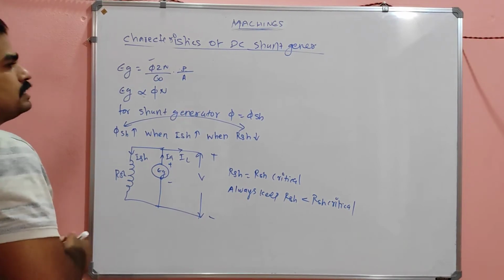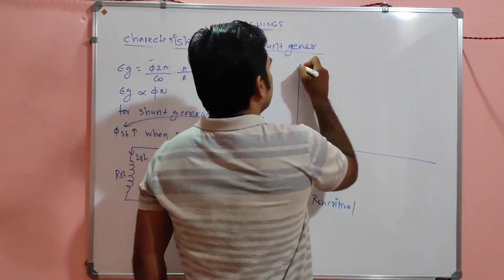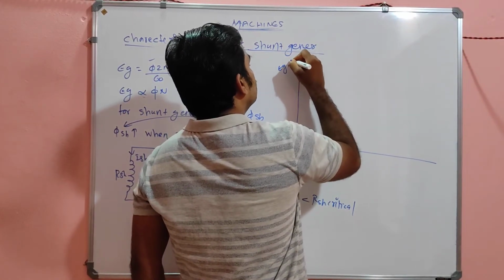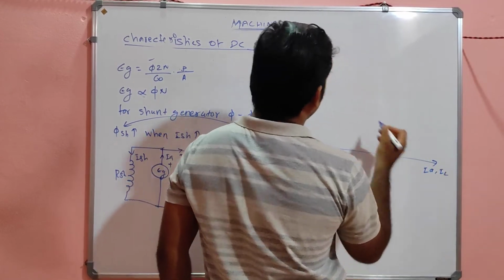Okay, so what will be its graph? For a shunt generator, what will be its graph, my dear? EG versus IA, or it will be IA versus IL.